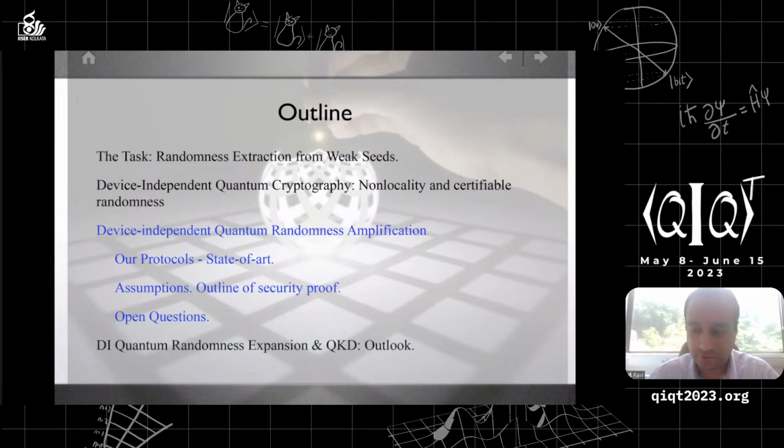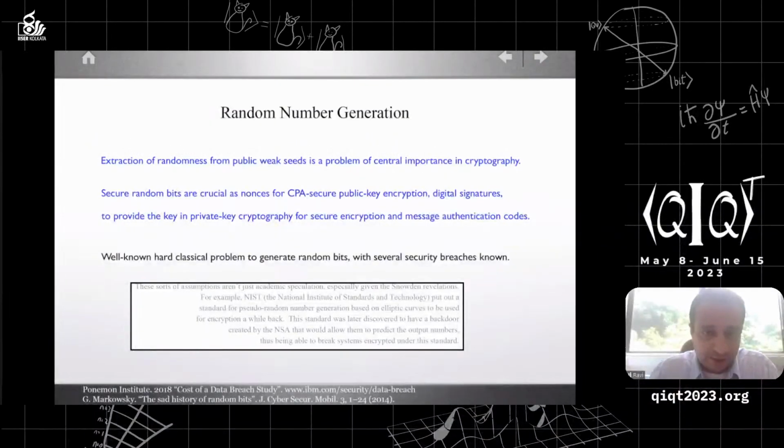I think it's fine. So as you know, especially if you're working in cryptography, random number generation is an important problem which appears as a cryptographic primitive in multiple protocols. In particular, we want to extract randomness from weak seeds. Weak seeds are sources of randomness, such as some entropy source, some changes in weather patterns, some random chaos, some random radioactive material, etc. We want to extract randomness from a public weak seed.